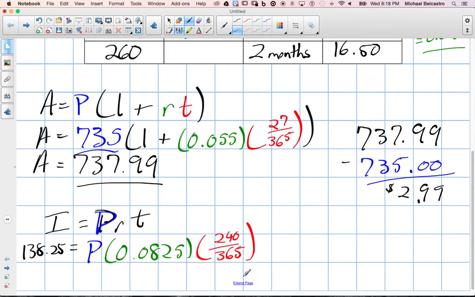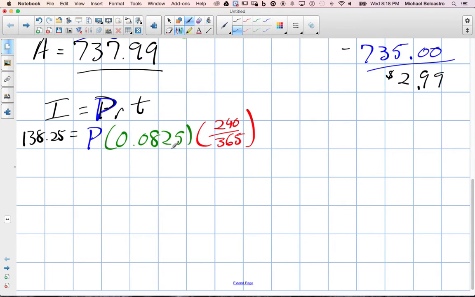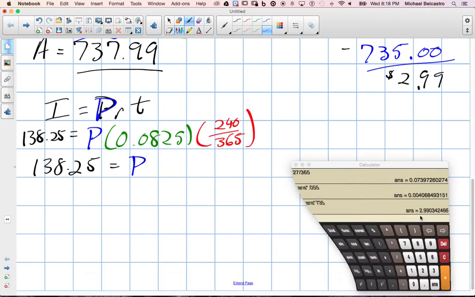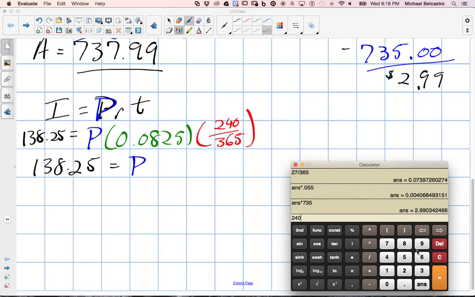138.25. So to isolate for P, we're going to turn this into a decimal, and then we're going to divide by it. So we'll get 138.25 is equal to P, okay, and what will this value be? We'll find out. 240 divided by 365. That's the first value. Then we multiply by our decimal, 0.0825. Okay, so we have that number.